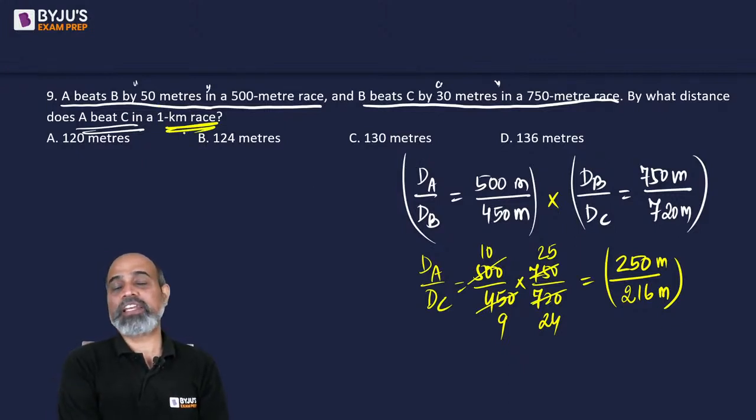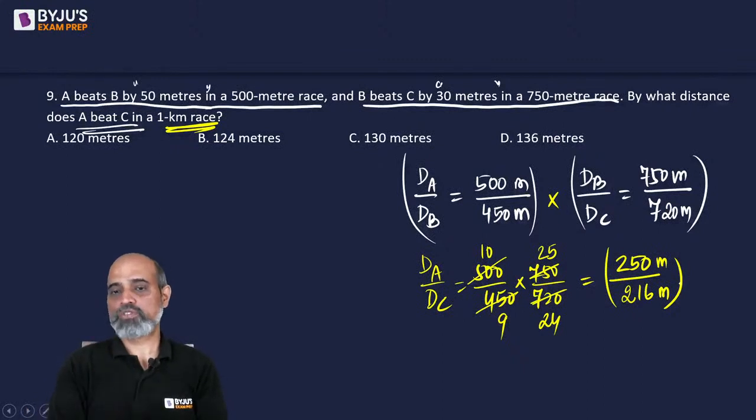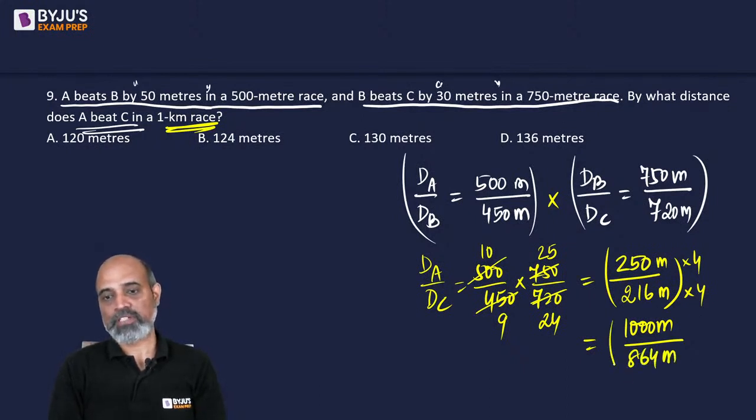But we need to find out the race between 1 kilometer. I mean the race of 1 kilometer between them. So 250 meters नहीं चाहिए अपने को, 1 kilometer, 1000 meters चाहिए. So 4 times कर दो. So this gives us A covers 1000 meters. So C is going to cover 216 into 4, which is going to give us 864 meters.